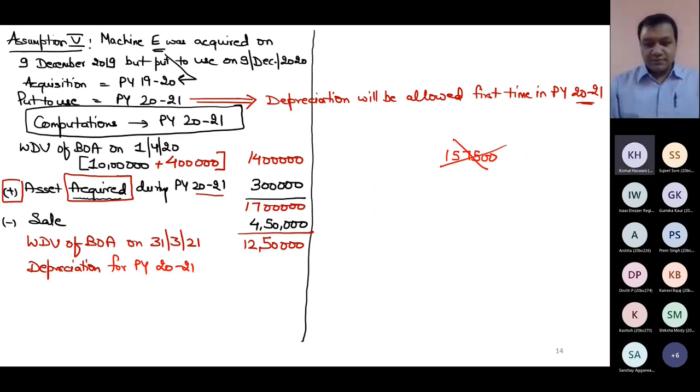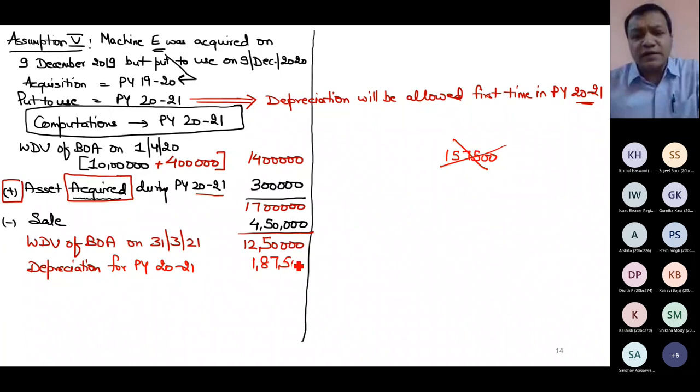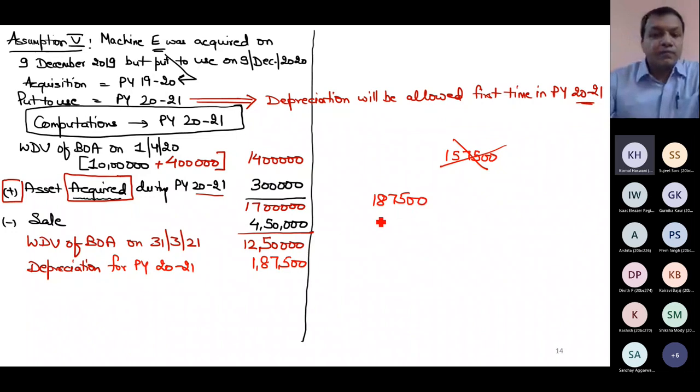1,87,500. Yes, depreciation is 1,87,500. Can you tell me how you have computed 1,87,500? Because the new machinery acquired is only the 3 lakh one, and the written down value is on 1st April, so that would make us assume that. No, I have not understood your point.